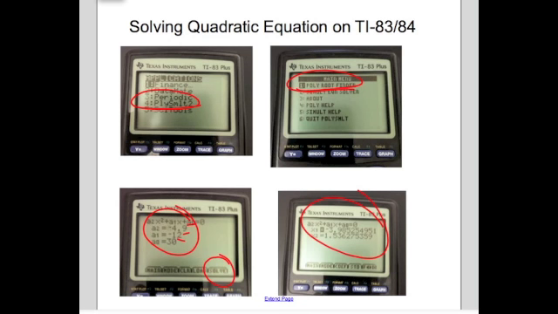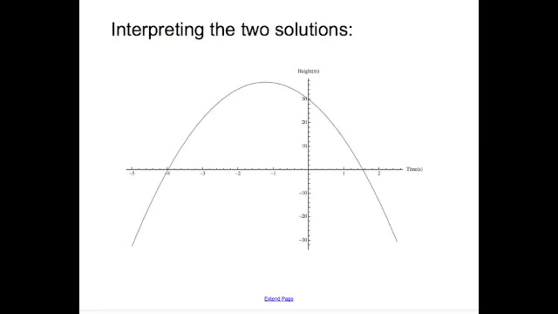So, one way to do that is to draw a graph. And here we have a graph of basically this curve right here, which is y equals 30 minus 12t minus 4.9 t squared. The graph is a function of t. And here we can see our two solutions. They're right here and right here.